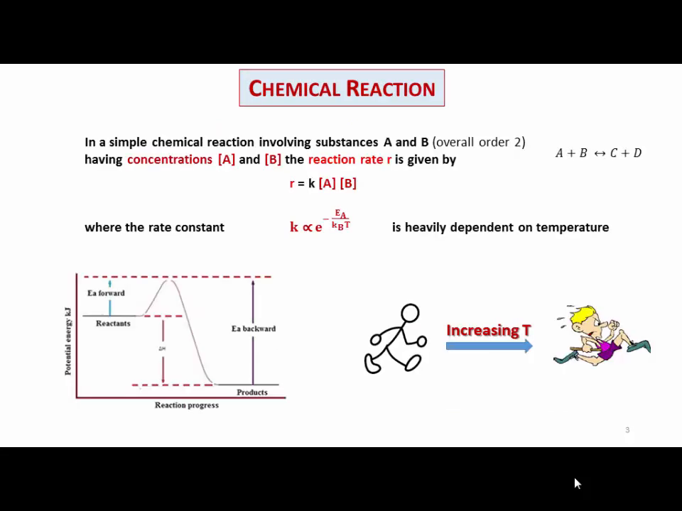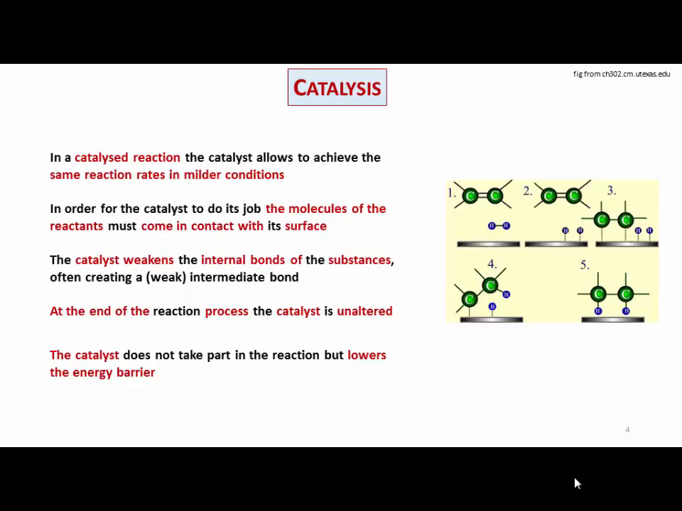Very simply, a chemical reaction is something you know. What is important here is that you have some kind of barrier, and the reaction rate depends on the height of the barrier and on the temperature. So you can speed up a chemical reaction by increasing the temperature. Catalysts help you get the same reaction in milder conditions. Milder normally means lower temperature, but maybe it is more tricky than that.